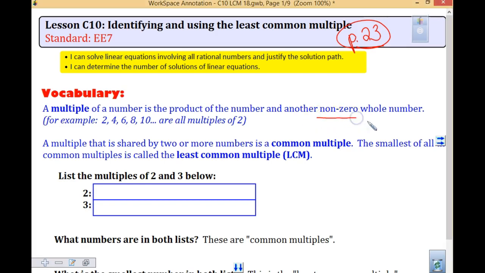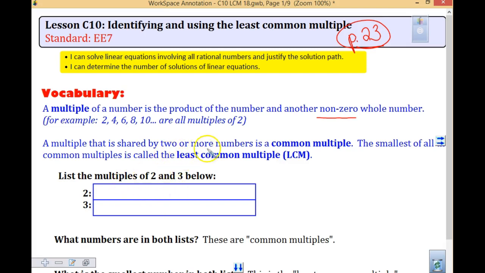So when we're thinking of a non-zero whole number, if I start out with 2, multiples of 2: 2 times 1 is 2, 2 times 2 is 4, 2 times 3 is 6, 8, 10, 12. Those are multiples. Someone said, well, what about 2 and 1? Those are factors of 2. So that's the difference between the word factor and multiple.